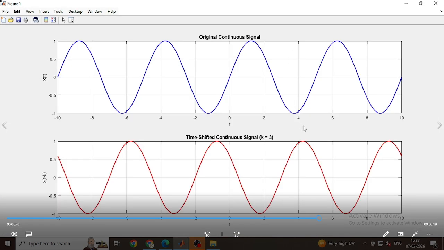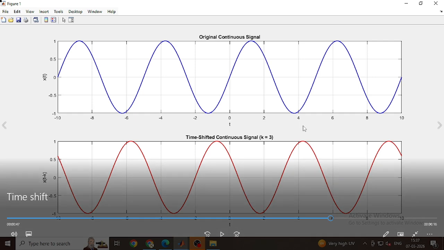So this is the time shifted output. We can see this is the original, from 0, it started from here. We can see this shifted. After shifting, we can see the difference. That is, this is the shifted output, and this is the original signal. Like this we can generate the time shifting output.